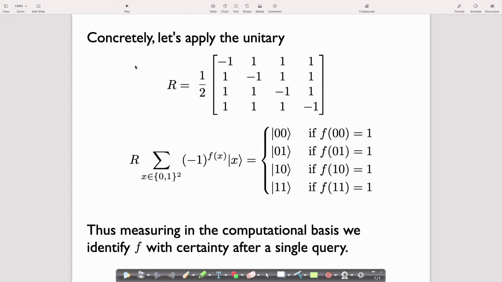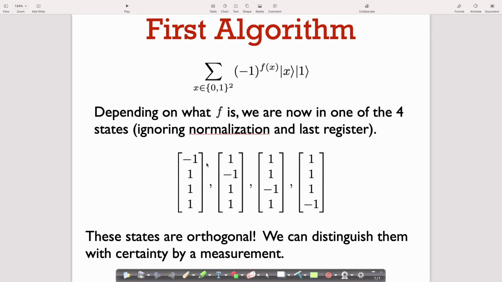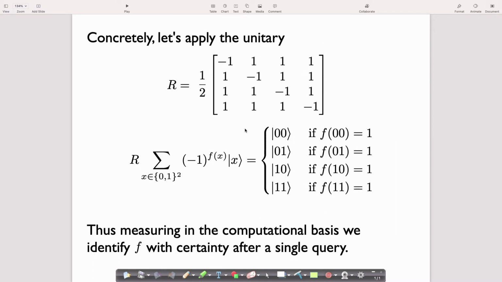Concretely, what we can do is apply this unitary whose columns are just our four possible states here. I'm just making a matrix with these vectors as its columns. That's going to pick out which state we're in when I apply this unitary. So when I apply this unitary to my state, I can just measure in the computational basis. If I get 0,0, then I know I have the f where f(0,0) is 1, and so on. Basically the measurement tells me exactly which f I have.